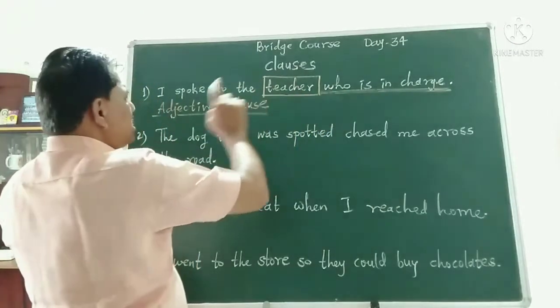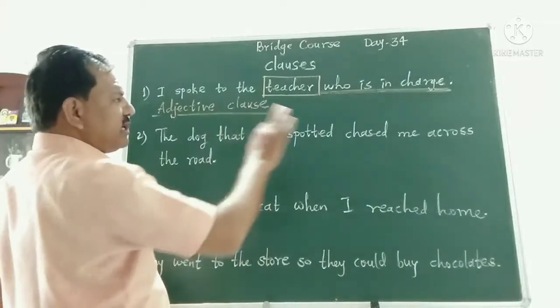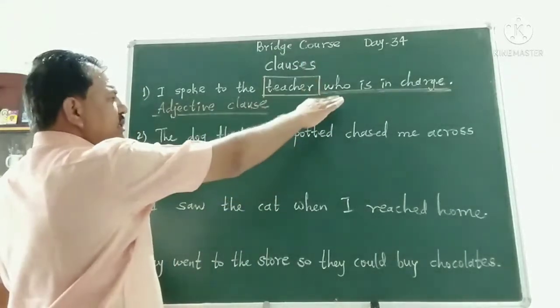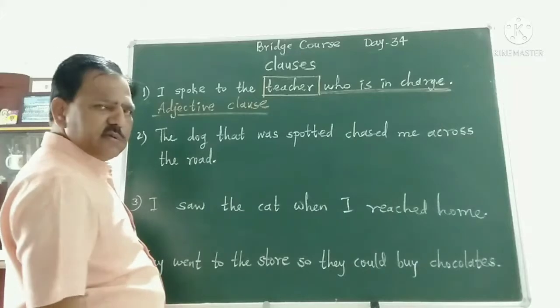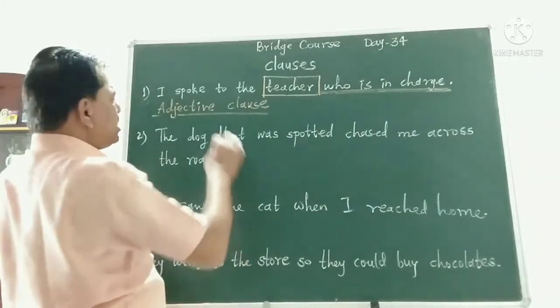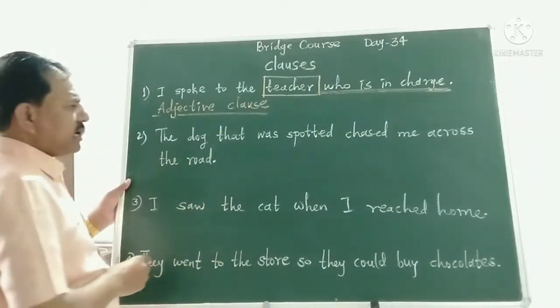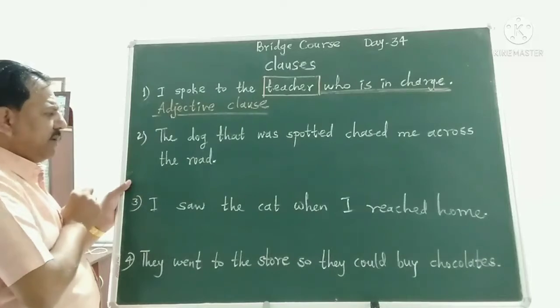So in this way you have to find first the subordinate clause, then know its function in the sentence and then decide what kind of clause it is. So in this way, now number 2, underline subordinate clause and name it.